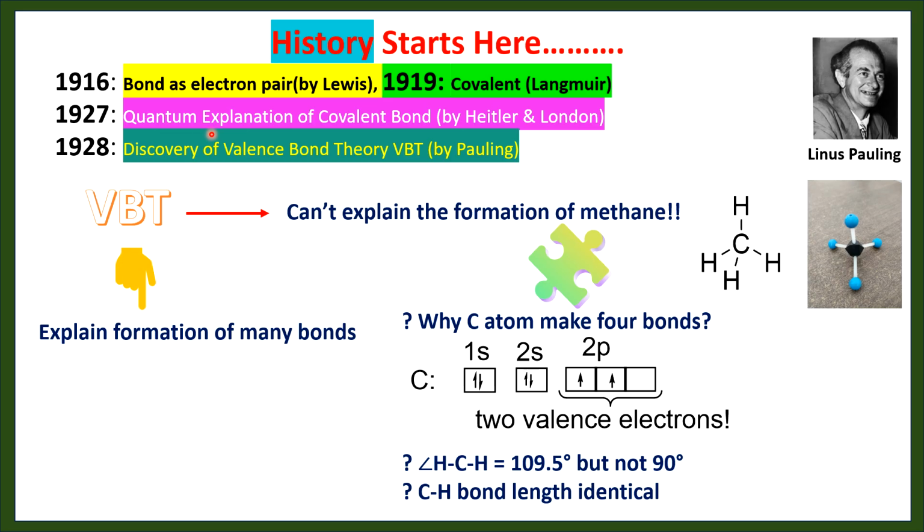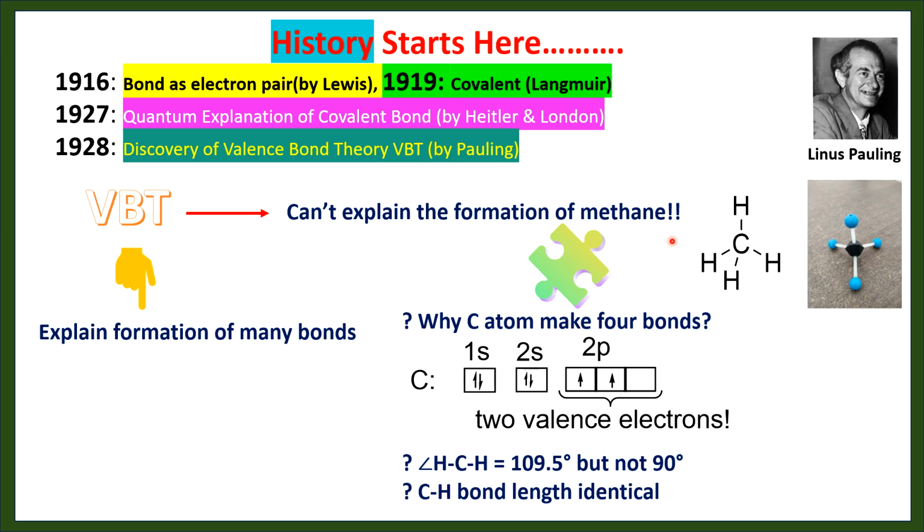In 1927, this covalent bond was explained by quantum mechanical calculation by scientists Heitler and London, and then in 1928 scientist Pauling discovered the valence bond theory, that is VBT. So VBT explains the formation of many bonds, but it cannot explain the formation of methane.